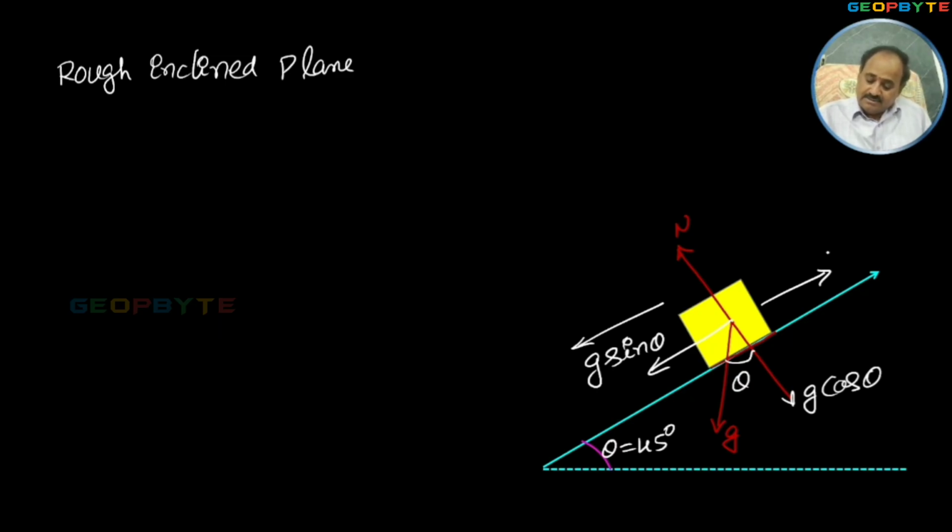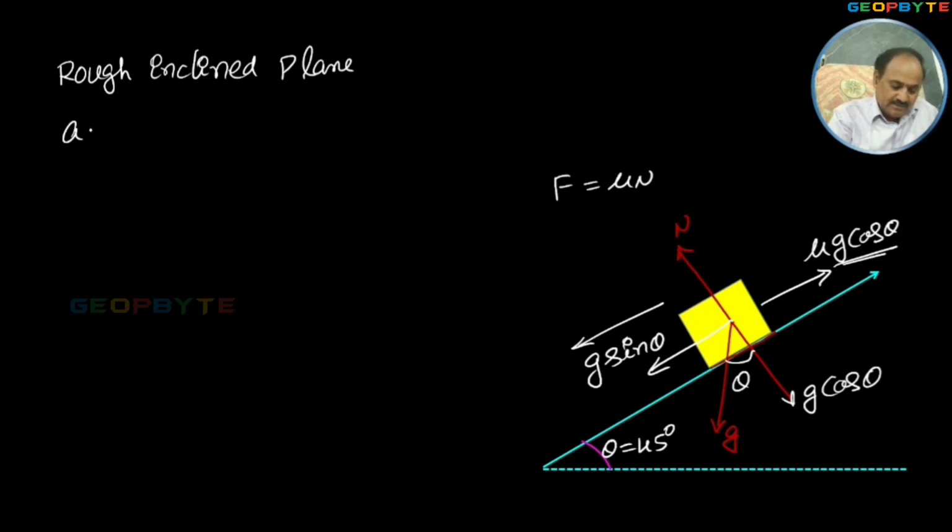The frictional component is mu into g cos theta, right? Because actually frictional force F equal to what? Mu N. This N must be balanced by mg cos theta, right? That's why it is taken. Actually, N equal to mg cos theta, but we are writing the gravity component in terms of friction.